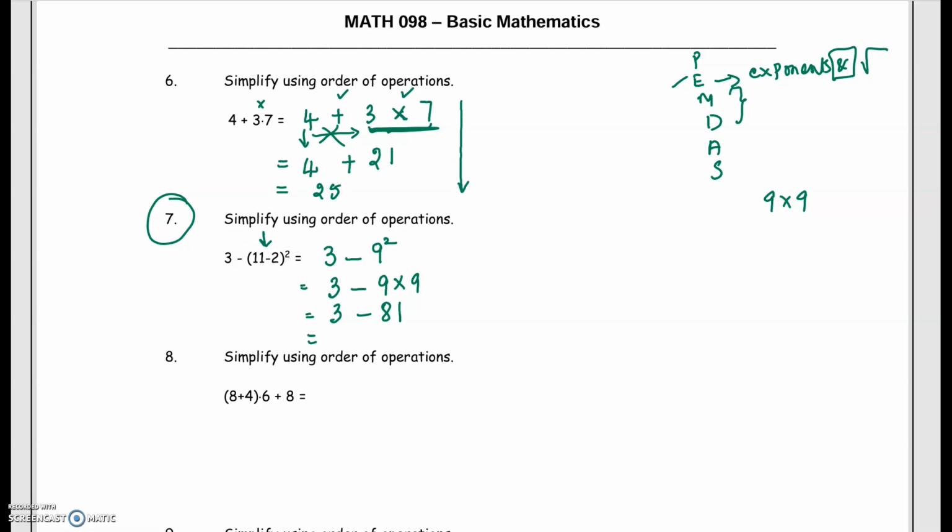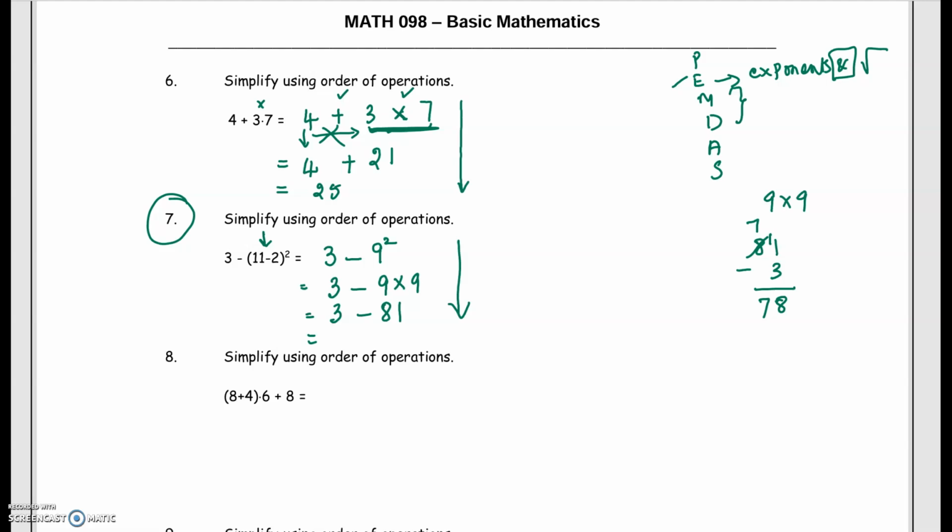And the last thing, of course, keep putting an equal sign and go vertically down and write down everything in every step. It'll be easy to check your answer if you write down everything neatly. So we have 3 minus 81. So you go 81 minus 3. So you borrow a 1 from here. This becomes a 7. And this becomes 11. So 11 minus 3 is 8, and that is 78.